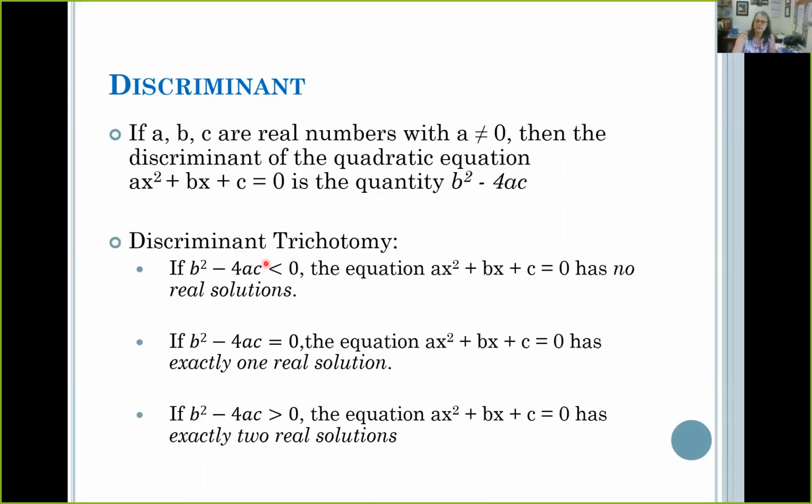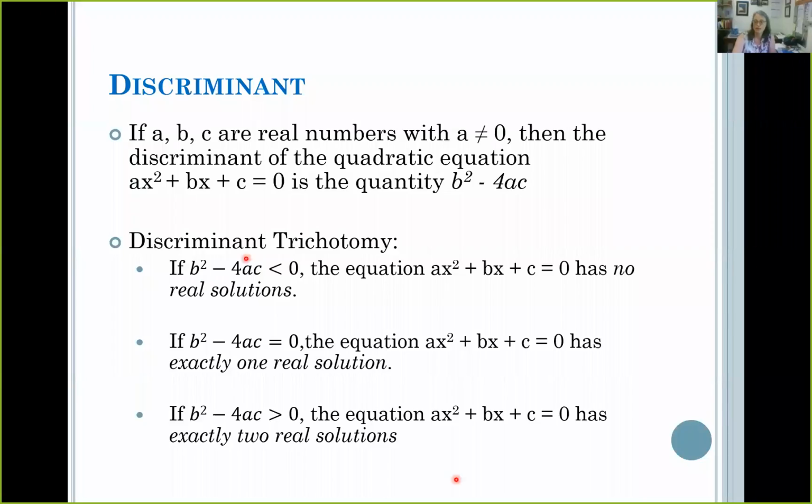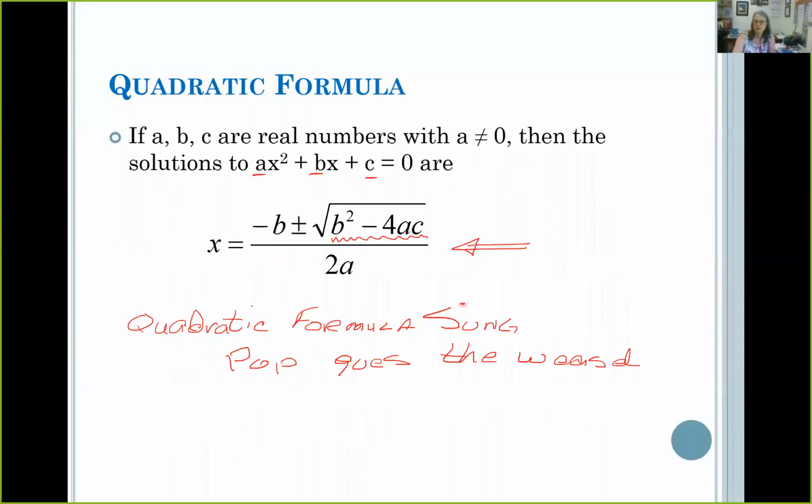So if this b squared minus 4ac is a negative number, that means, if we think about it in terms of our quadratic formula, that the thing under the radical is negative. So there are no real numbers coming out of this, because if this is a negative number, the square root is an imaginary number, and all of our roots will be complex.